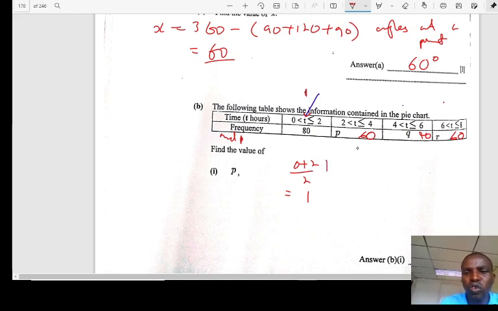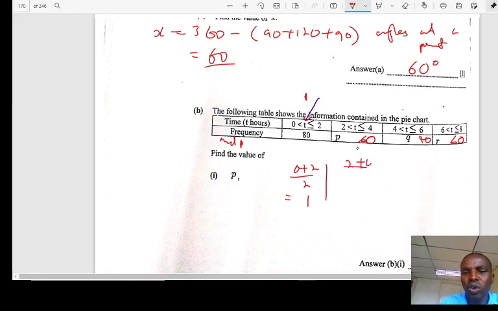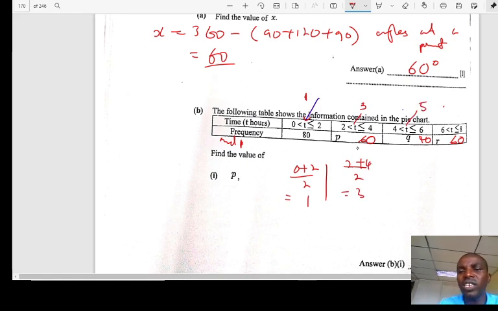Then 2 to 4, we say 2 plus 4 over 2, that's the midpoint. Then 6 over 2 is 3, so the midpoint here is 3. Then here, midpoint: 6 plus 4, 10 divided by 2 is 5. Here 6 plus 8 is 14, divided by 2 is 7.